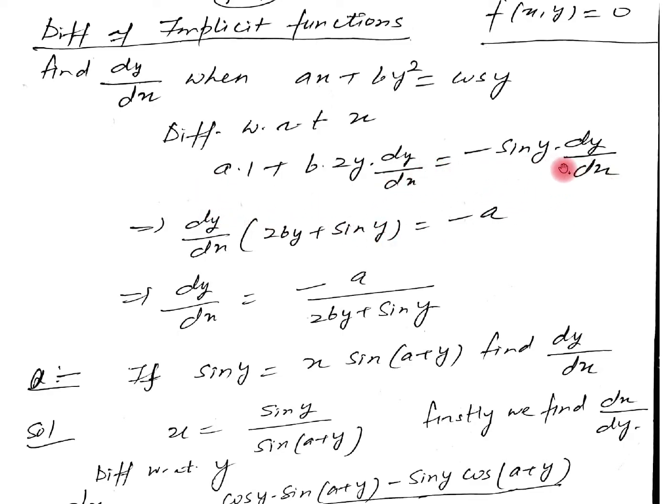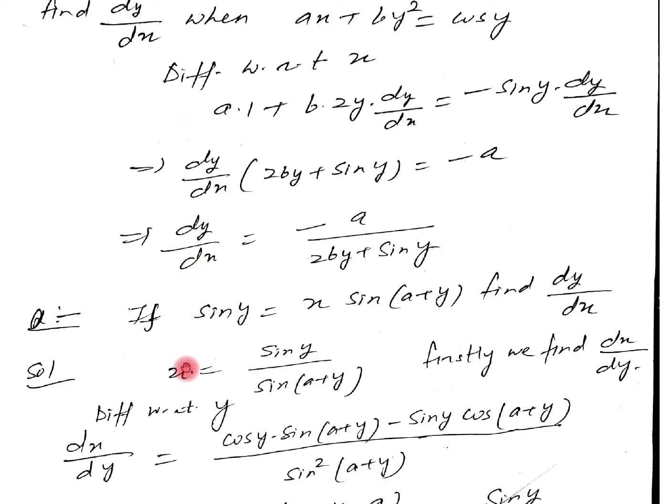Now collecting the dy by dx terms on one side and the other terms on the right hand side, and simplifying, dy by dx equal to minus a upon 2by plus sin y. So this is how to differentiate an implicit function. Implicit function means x and y cannot be separated. If we have to find dy by dx, we differentiate with respect to x. If we have to find dx upon dy, then we differentiate with respect to y. It depends on the question, whether dy by dx or dx upon dy has been asked.